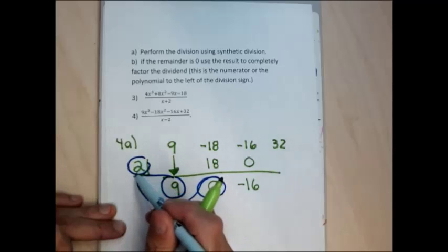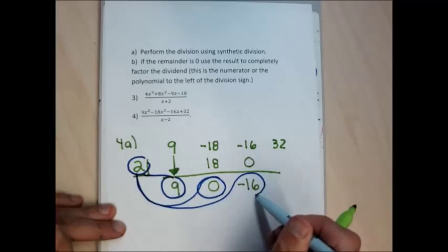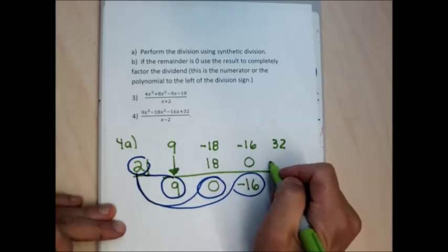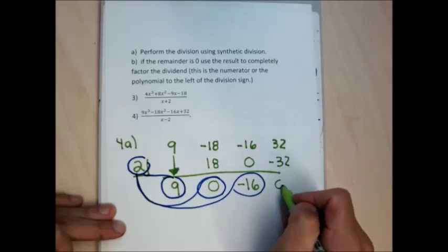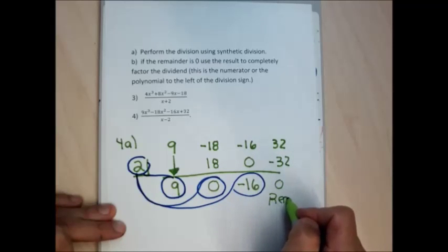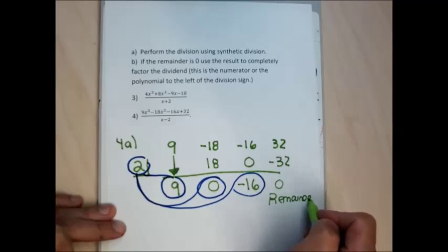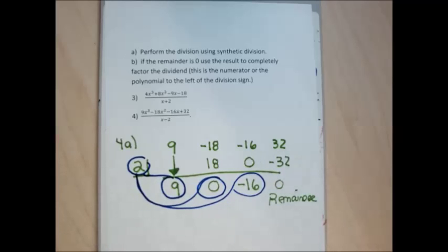And then one more multiplying. I'm going to multiply 2 times negative 16. 2 times negative 16 is negative 32. 32 and negative 32 is 0. I get a remainder of 0. When you get a remainder of 0, you have to go on and do the part B.